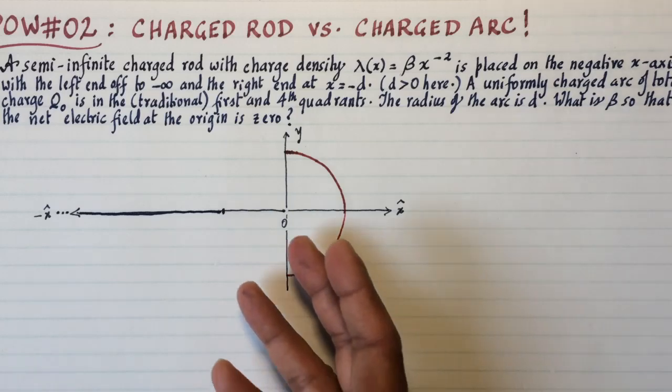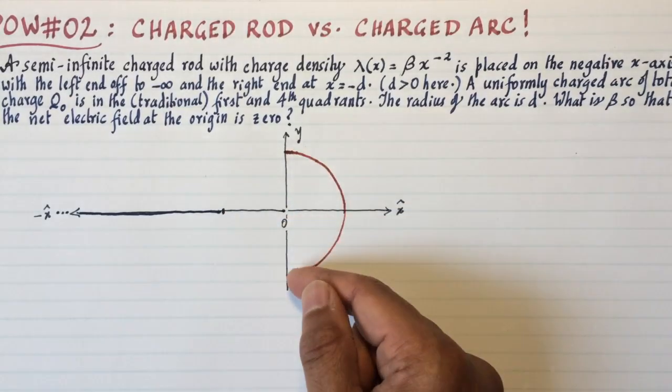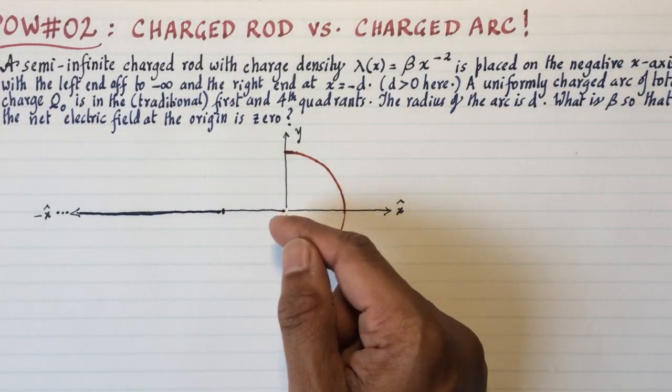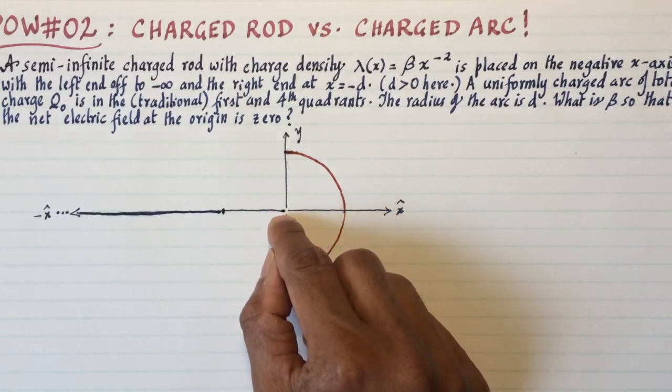What we have basically got to do is find the electric field due to the rod at the origin, find the electric field due to the arc at the origin, and set them equal. That's how the electric field at the origin will be 0.